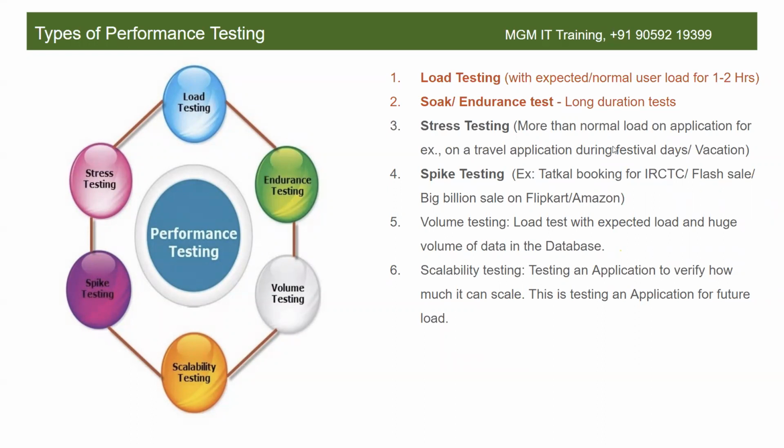If you see the examples, you can easily understand. Whenever we have Tatkal booking, exactly at 10 a.m. or 11 a.m., we have Tatkal booking two times, at 10 and 11. At 10, I think it's for AC class, and at 11 a.m. for non-AC, something like that, right?